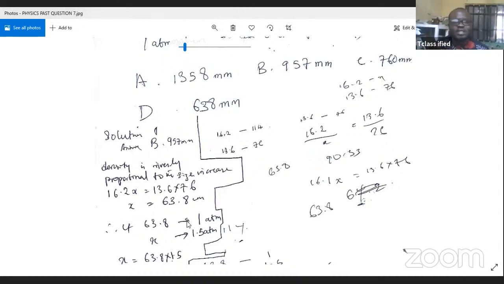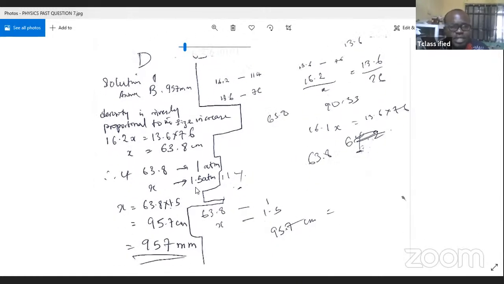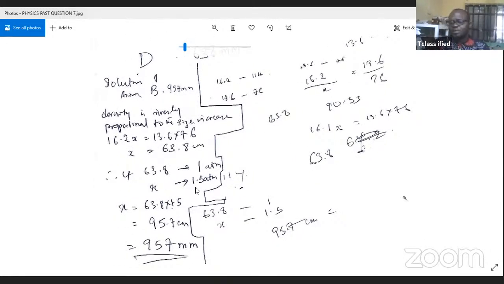It can measure X, 16.6, what corresponds to 1.5 atmospheres. So make X the subject of the formula, and you get 957 millimeters of mercury. That is the answer. And like I was noting the other time, when you check past questions, the answer should be either D or something. Take note, that should be what the answer should be.